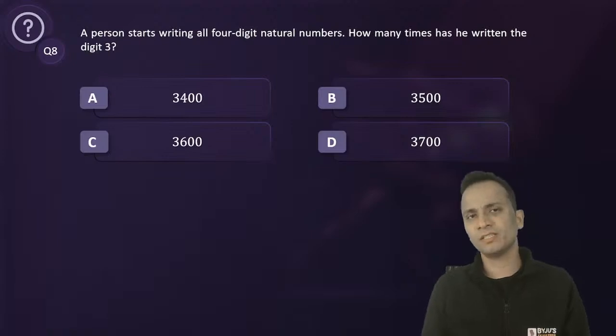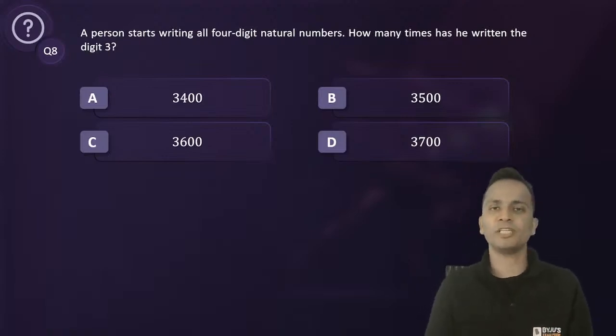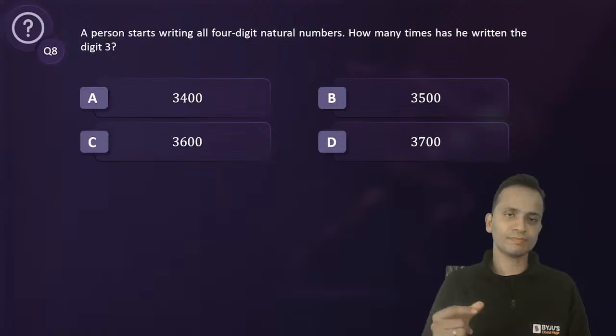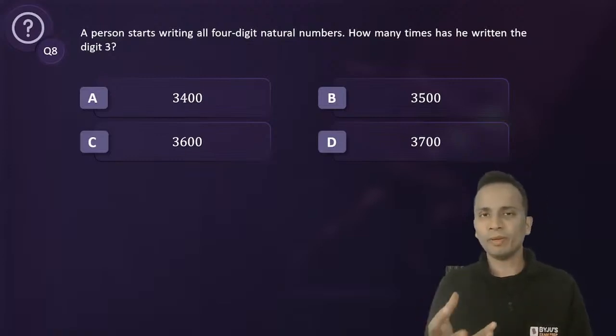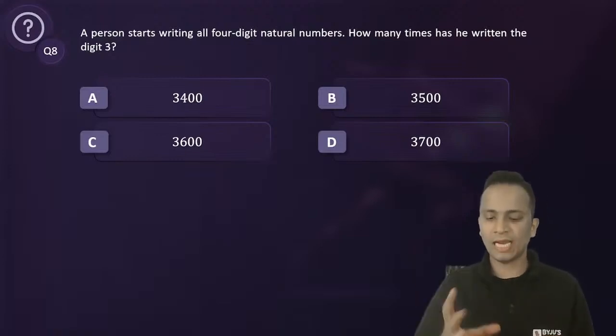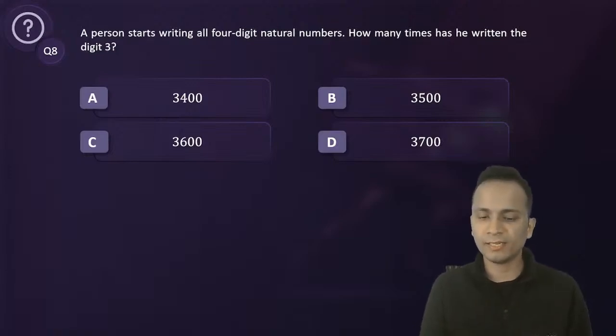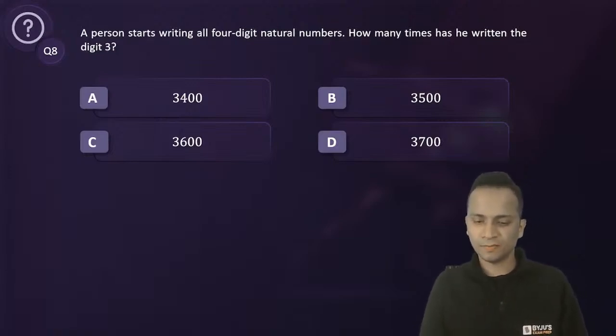The first method is using the concept of permutation combination, but the second concept, you need to remember a very small thing and you can get the answer in less than 10 seconds. Second method, okay? I'll teach you both the methods.